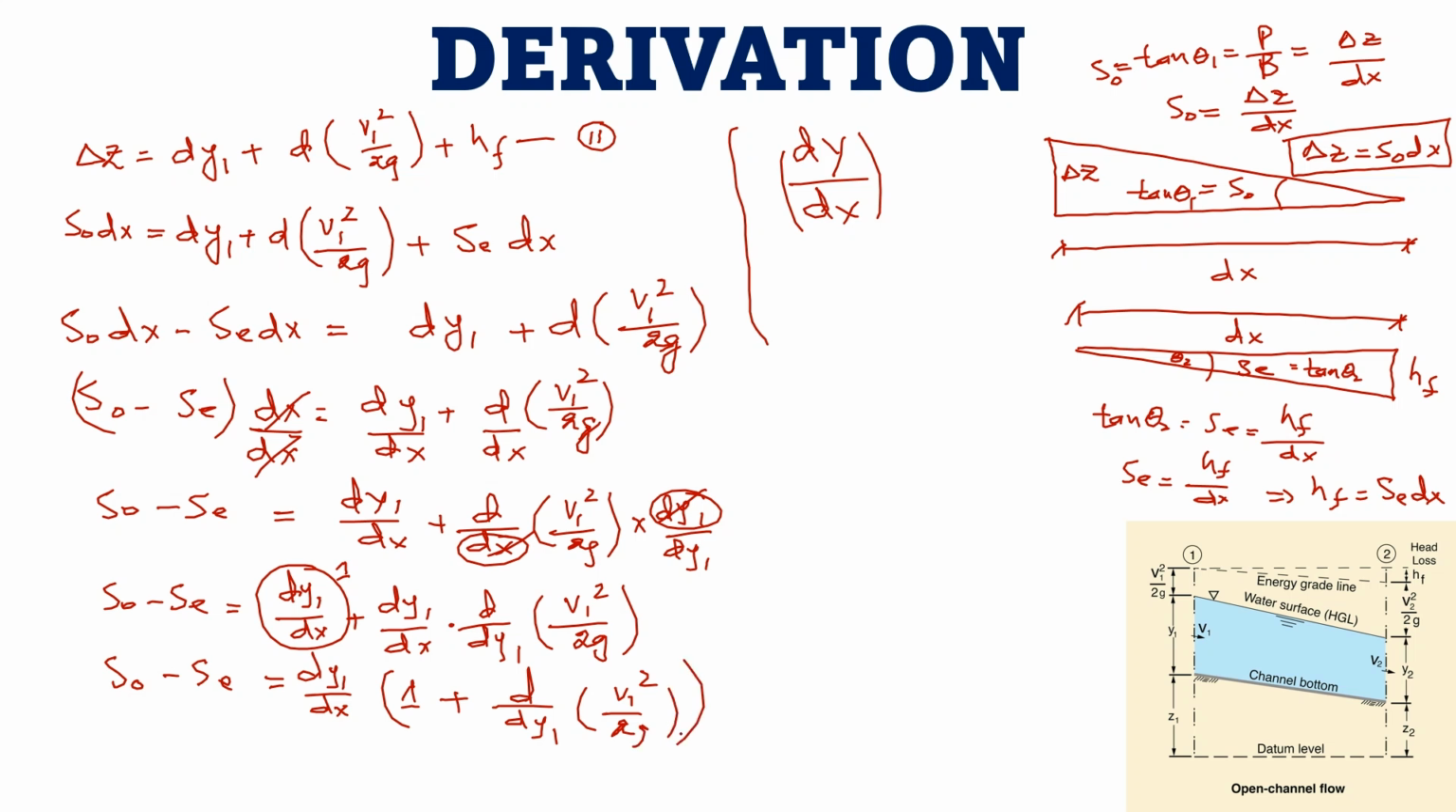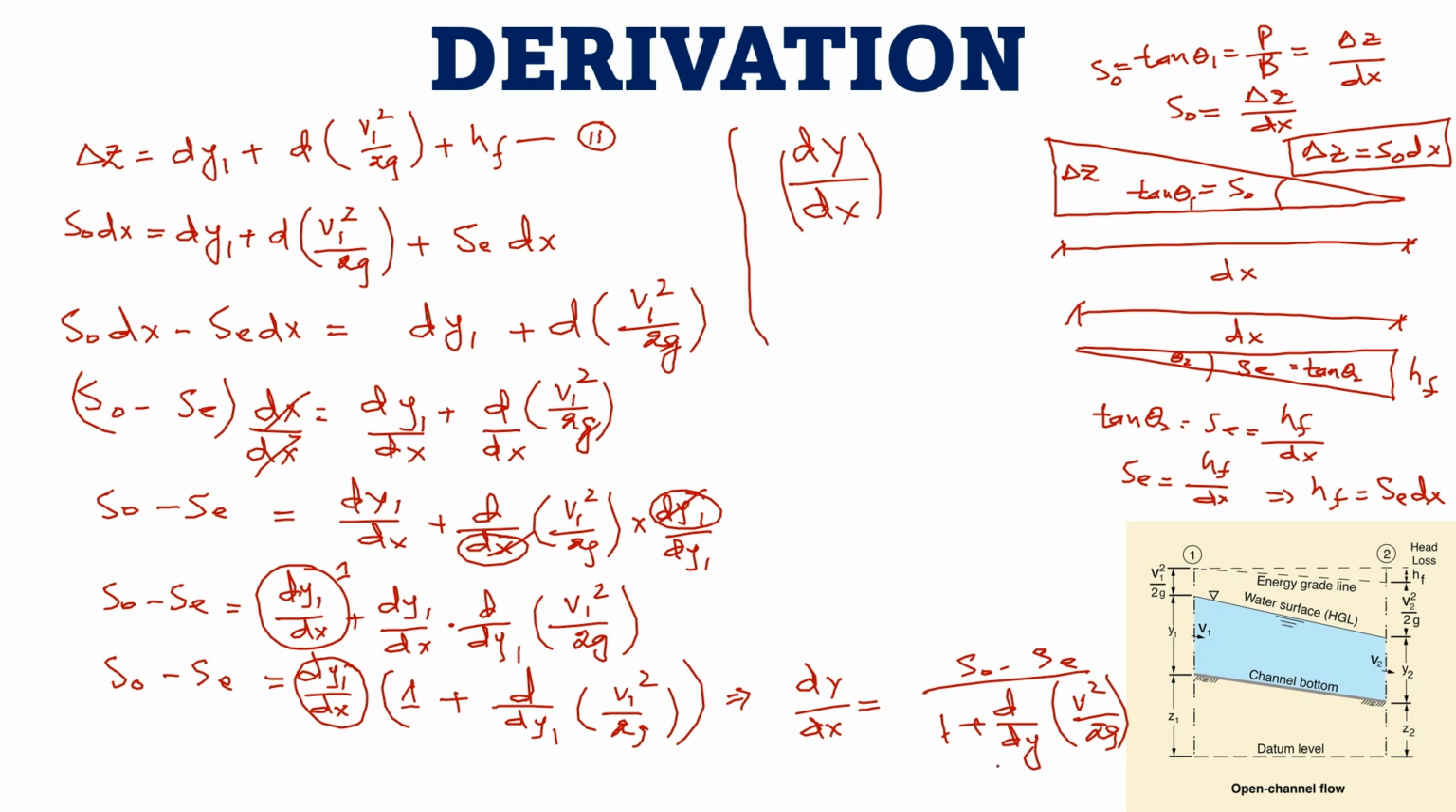If you want to ignore this subscript of 1, you can ignore it, there is no problem. So if we simplify this equation again, dy by dx, I am not writing 1. So what will be the answer of this part, dy1 by dx or dy by dx? This will be divided on this side. So it will be S naught minus SE divided by 1 plus d over dy into v square over 2g. S naught is the bed slope, SE is the energy line slope.